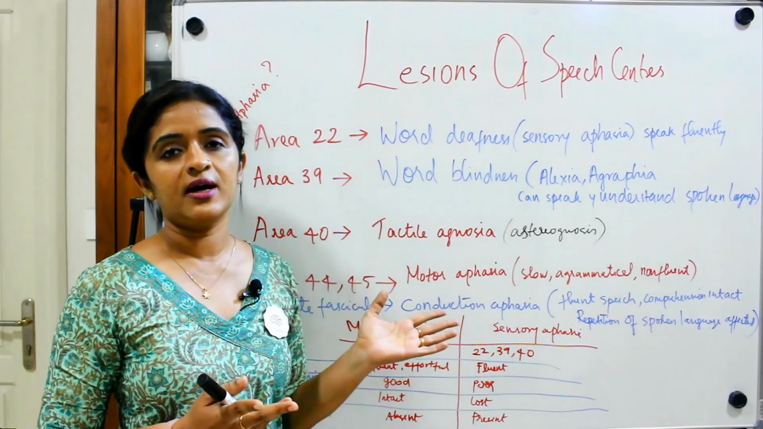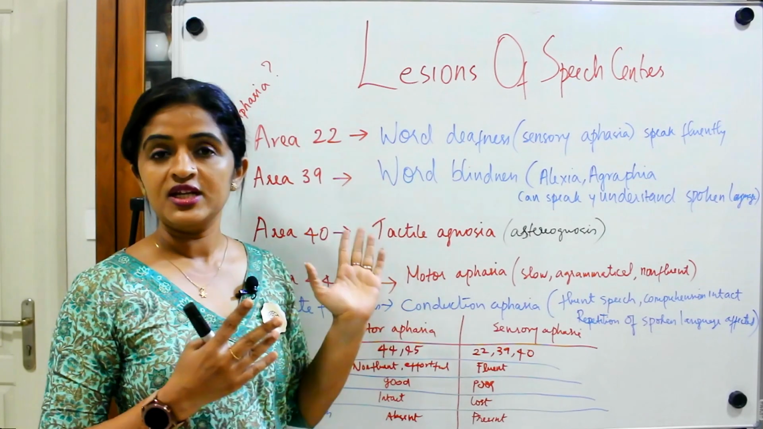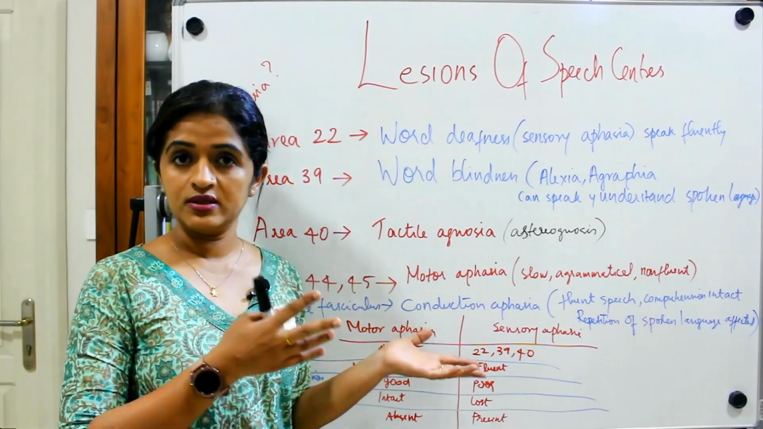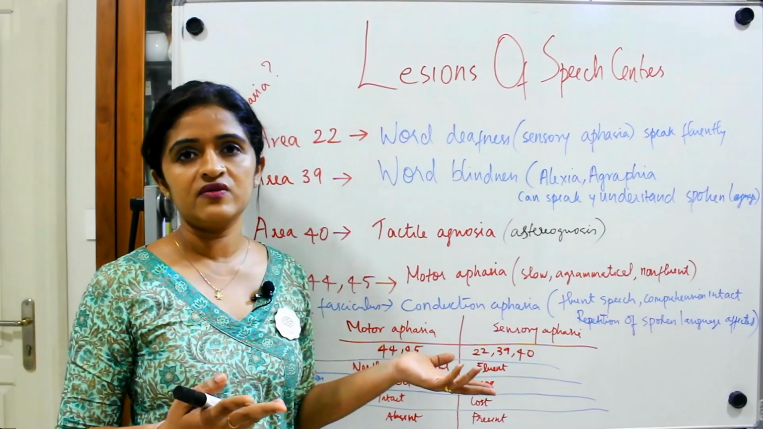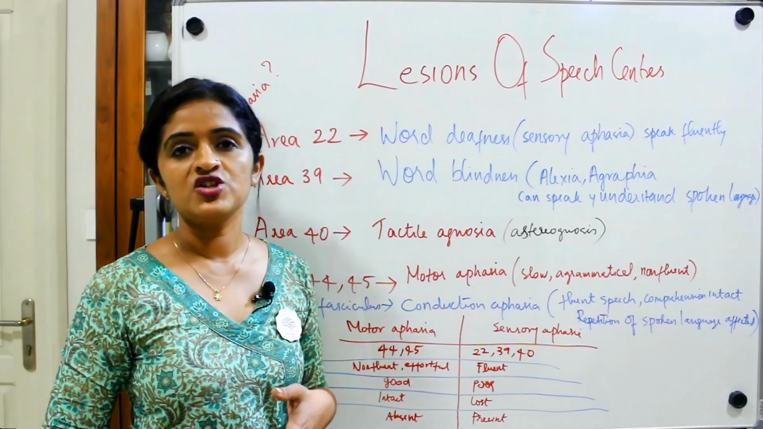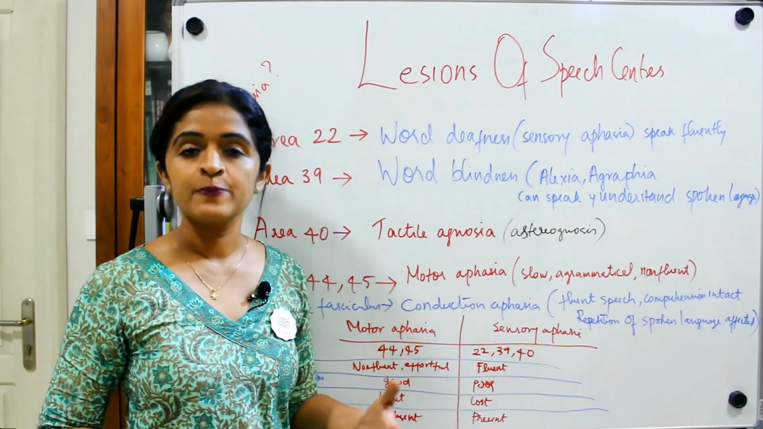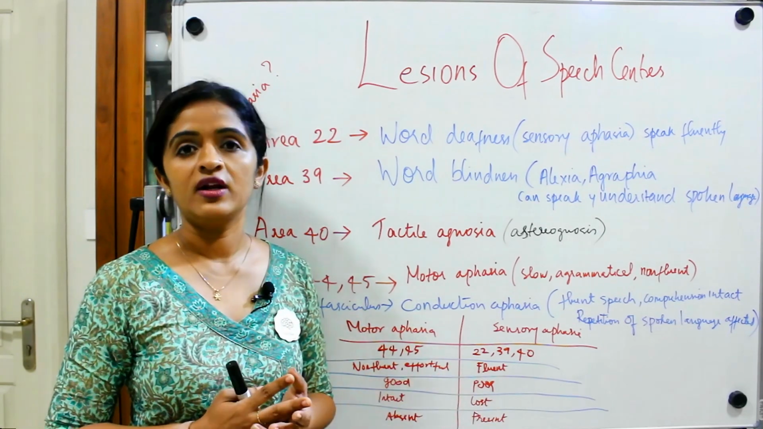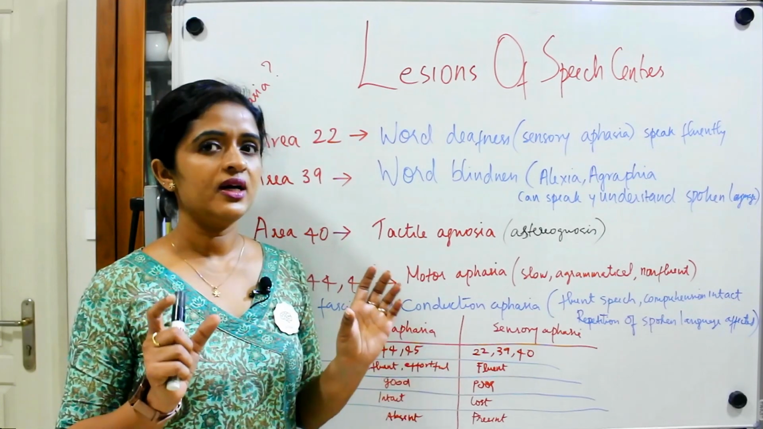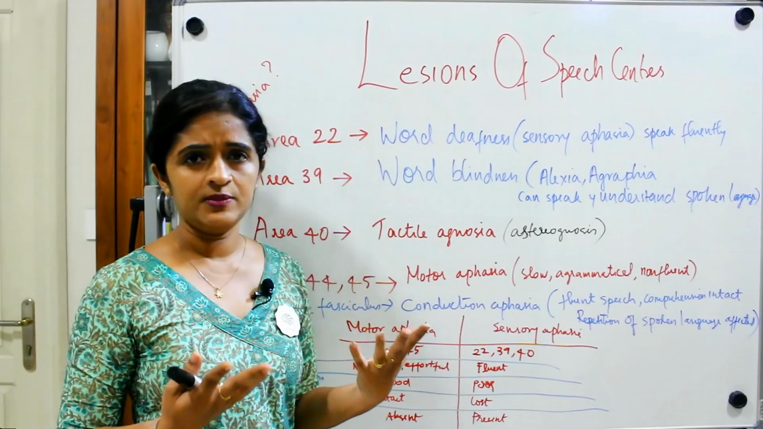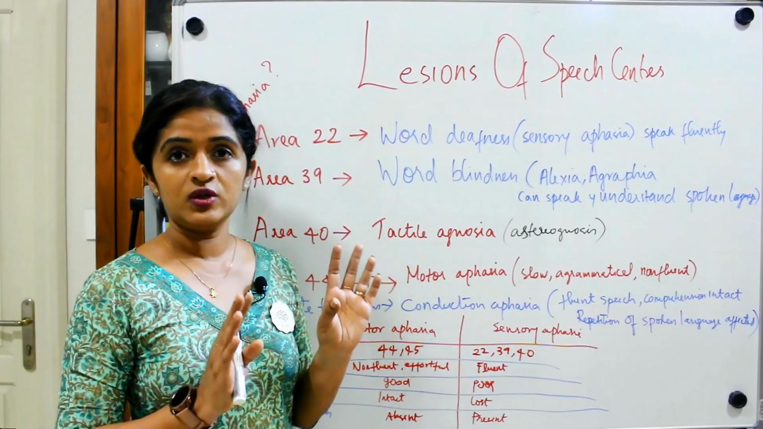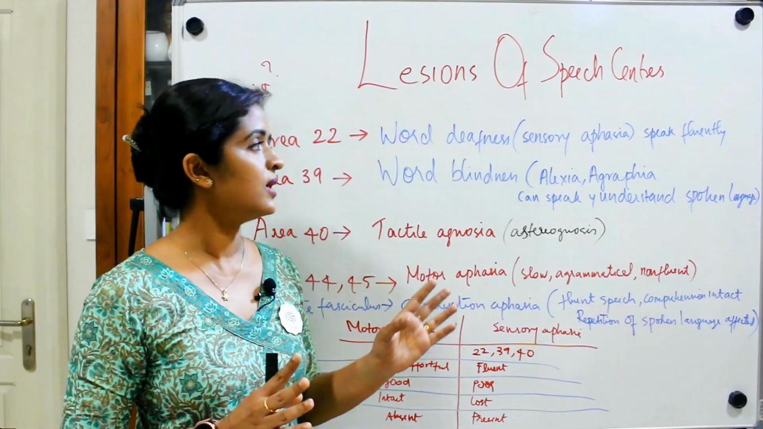All these conditions, the lesions in the speech areas, you can call aphasias. If it affects the sensory region, you call it sensory aphasia, and if it affects the motor region, you call it motor aphasia. If both these regions, sensory and motor, are affected, you call it global aphasia. So aphasia is absence of interpretation and putting a language into effect. That is what is meant by aphasia, absence of this.